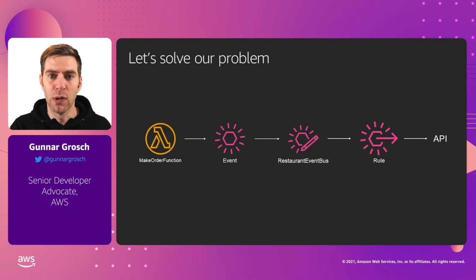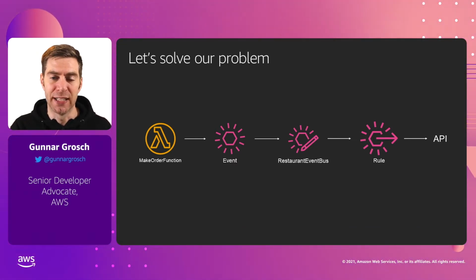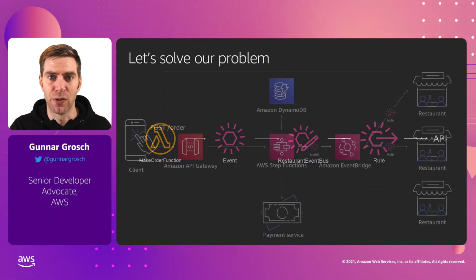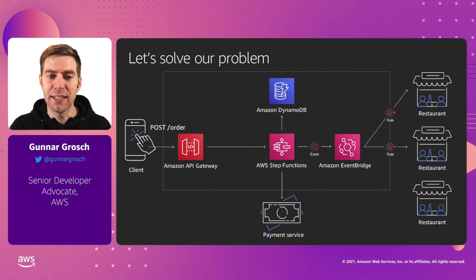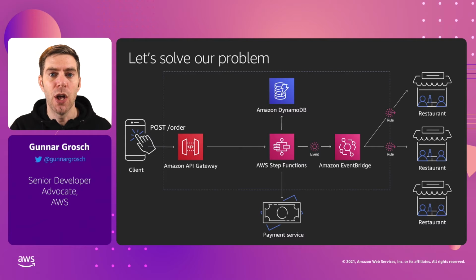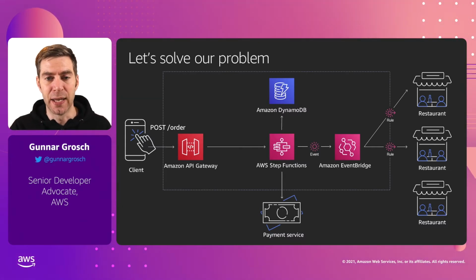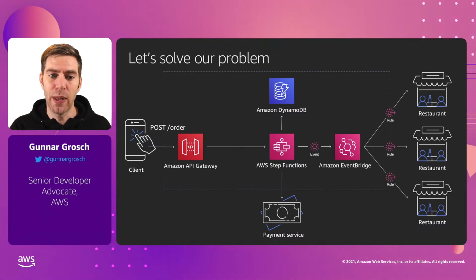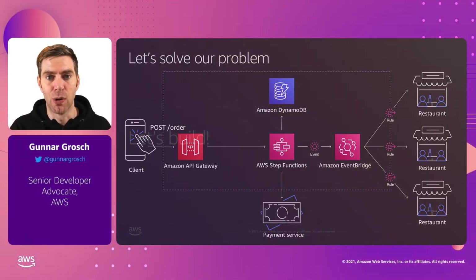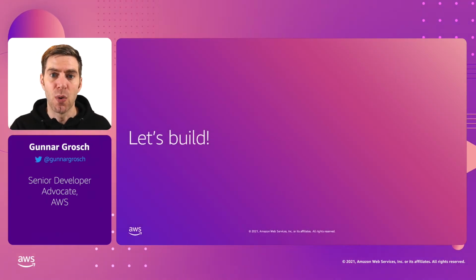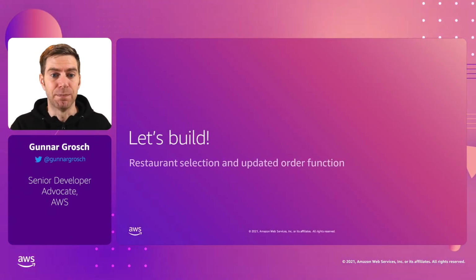We have a rule to match that event, and then we have a target that is our API, or the restaurant API. So next, the logical step is to add restaurant number 2, a rule for that, and an API endpoint for that. And then we have restaurant number 3, and so on and so on. So with that, let's build.